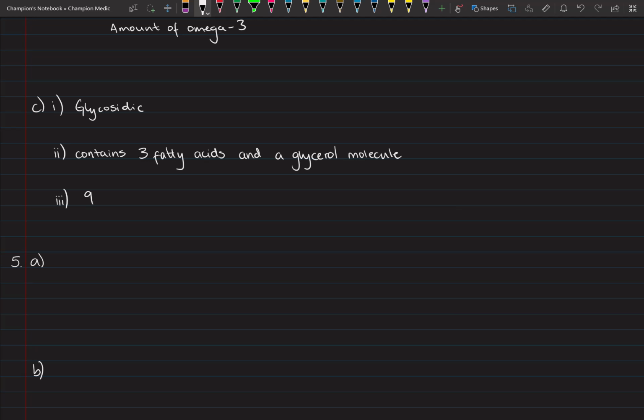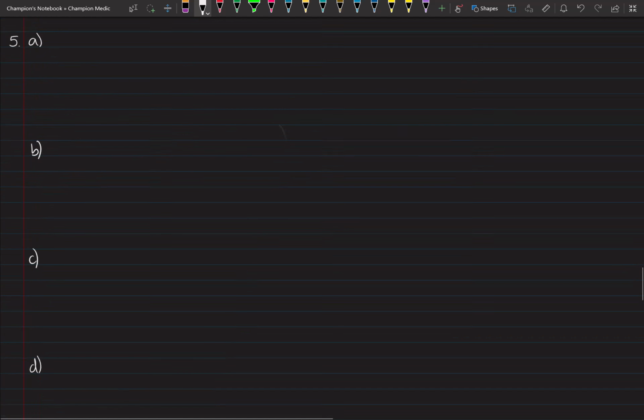Your 9th molecule of water is coming from the glycosidic bond in the middle, which is from the attachment of the glucose molecule to the fructose molecule. So that's bond X. That's your 9th molecule of water. Hope that made sense.